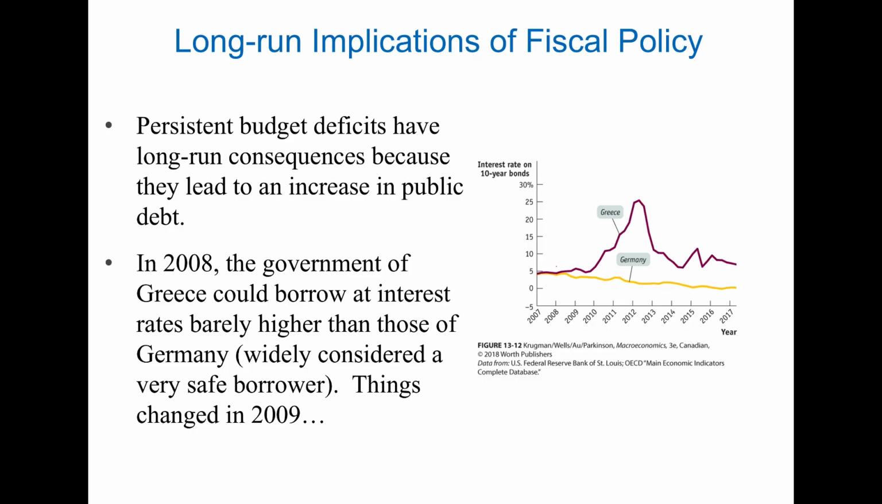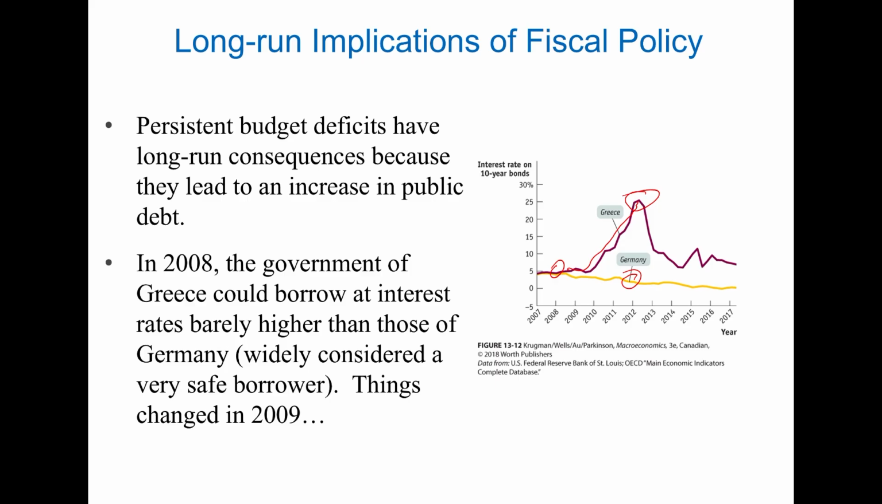And in 2008, the government of Greece could borrow at an interest rate barely higher than that of Germany. So here we see that they are paying the same level of interest rate on their debts. But in 2009, it starts increasing and it's going to reach this point, like the interest Greece has to pay on their debt and the interest Germany has to pay on their debt.